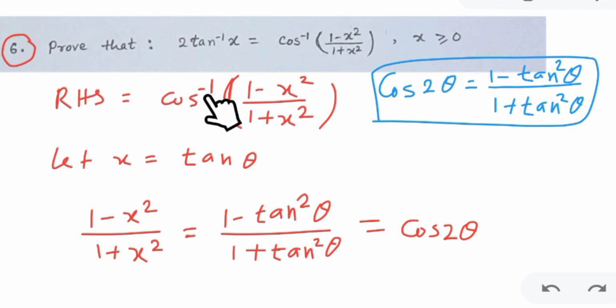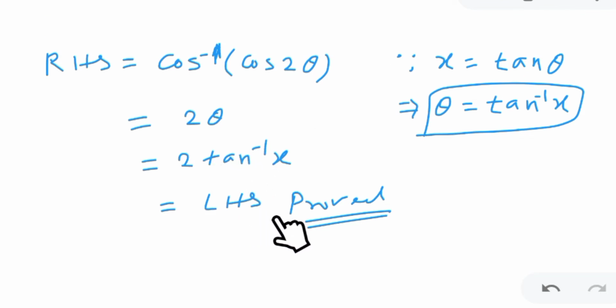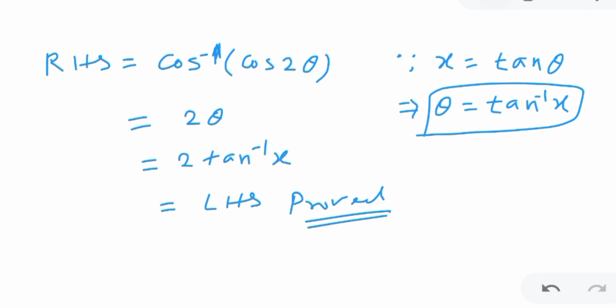So what we did here: we started with RHS and assumed x as tan theta. Then 1 minus x square upon 1 plus x square is 1 minus tan square theta divided by 1 plus tan square theta, and this is the formula you will remember: cos 2 theta is equal to 1 minus tan square theta divided by 1 plus tan square theta. Using this formula I wrote cos 2 theta. Then RHS became cos inverse cos 2 theta, which means 2 theta, and theta is tan inverse x, so 2 tan inverse x is equal to LHS. Proved. We can discuss one more, similar type of question.